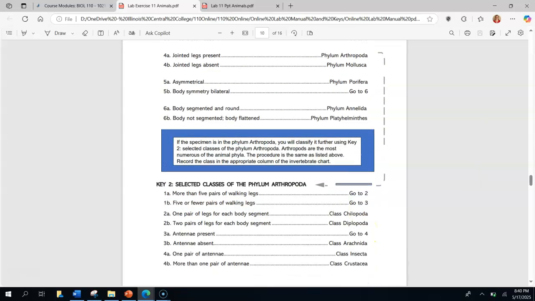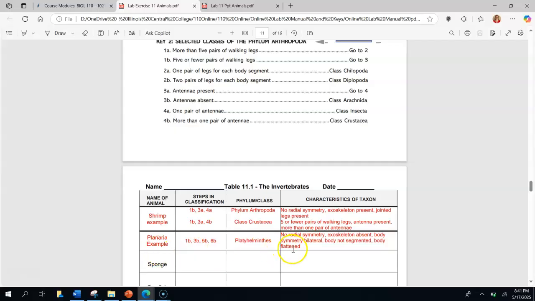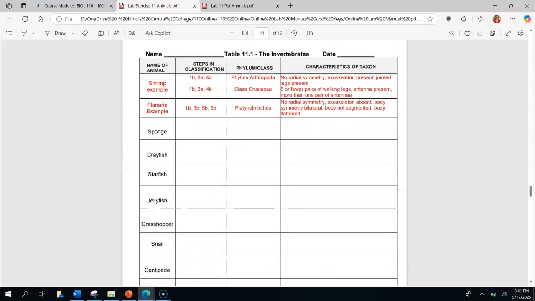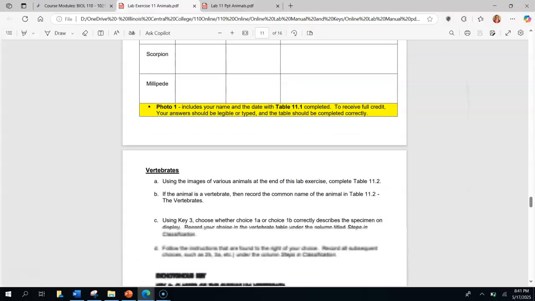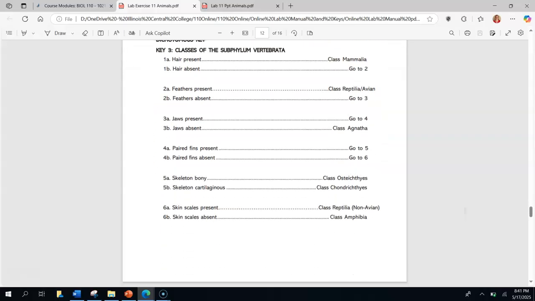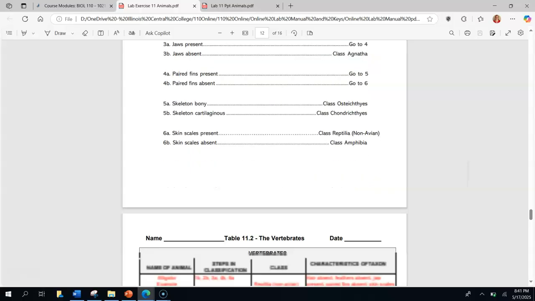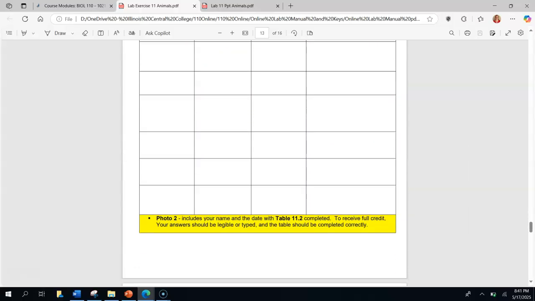You don't need to go to that other key unless you are going to get to that phylum Arthropoda. Here are all of our characteristics of Planaria, and you're going to continue that with the sponge, the crayfish, etc. Then that's your first photo. You're going to do the exact same thing with the vertebrates. Exact same idea; this one's actually a little bit easier. There's the key for that one, meaning the table to put your data.